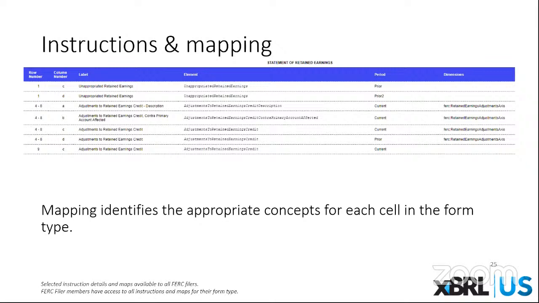So it basically tells you, you can use this as a mapping, so you can look up, if I've got this row, this column, what element should be used, and what dimension should be used, and what period should be used for that value. So this can be quite helpful, if you have a question about it, you can just use this as a reference.